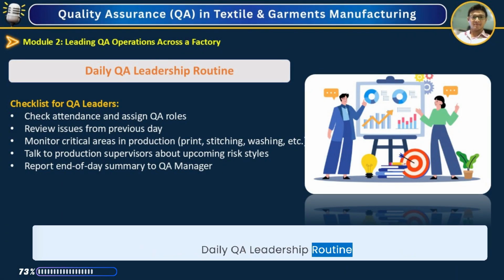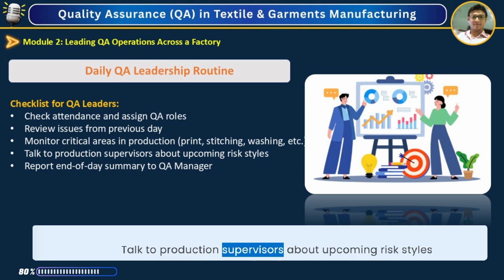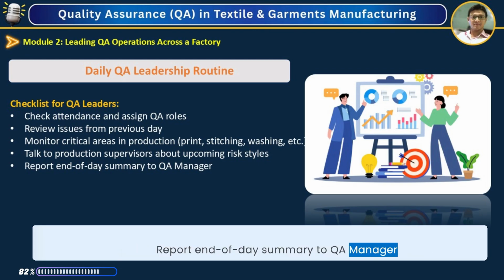Daily QA leadership routine. QA leadership is also about discipline. A simple daily routine can prevent big problems later. Checklist for QA leaders. Check attendance and assign QA roles. Review issues from previous day. Monitor critical areas in production. Talk to production supervisors about upcoming risk styles. Report end-of-day summary to QA manager.